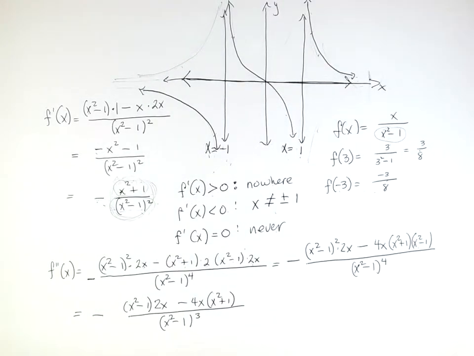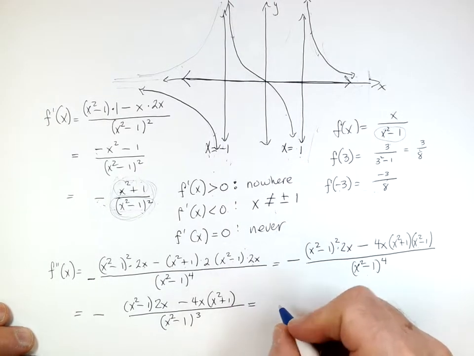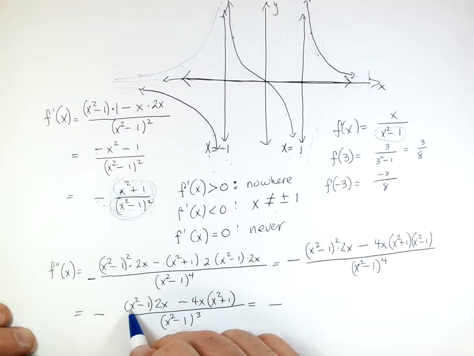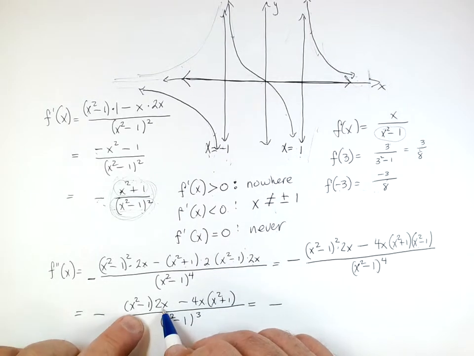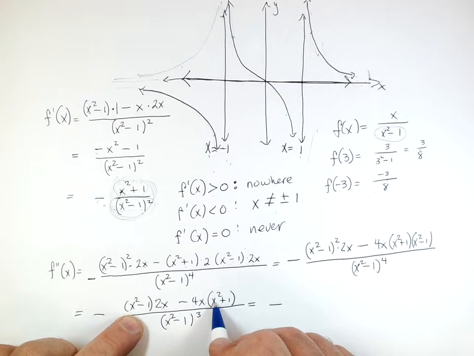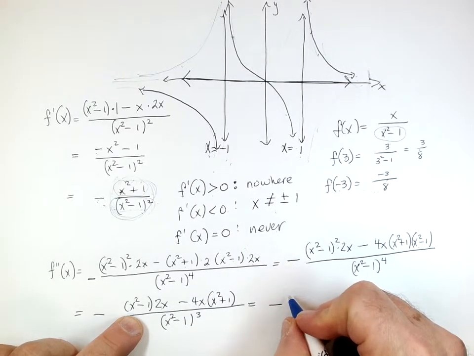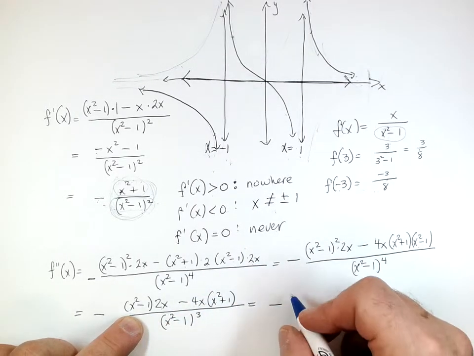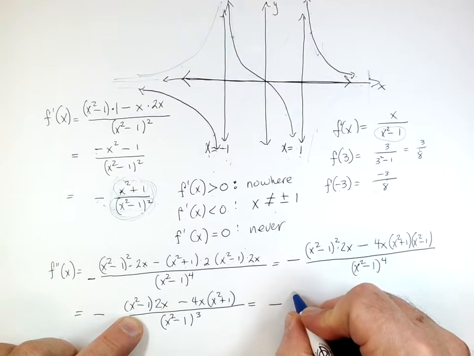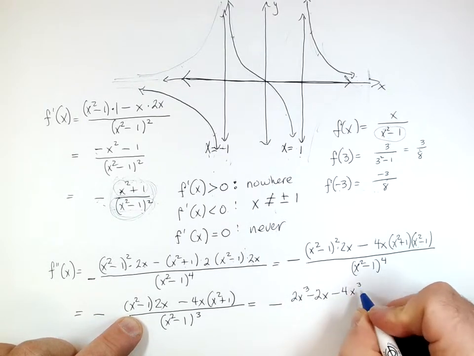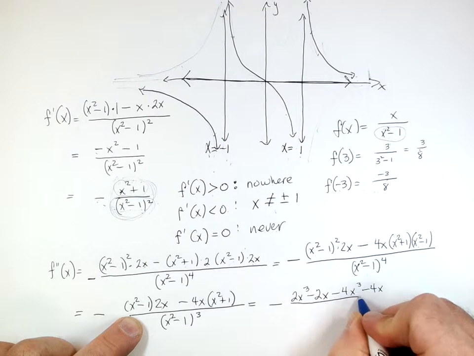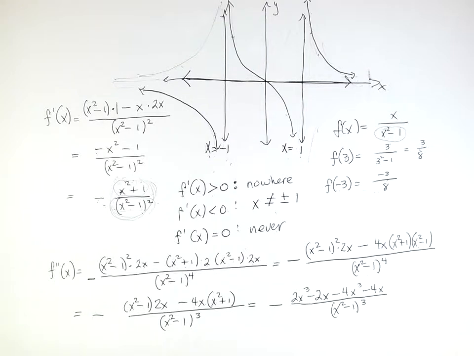And that's it? No, we got to multiply it out to figure out where it curves up or curves down. Yeah, we're going to multiply this out. That's 2x cubed minus 4x cubed. Let me just multiply it out. So I've got 2x cubed minus 2x minus 4x cubed minus 4x all over x squared minus 1 cubed. Which equals minus 6x. Yes, that's true.